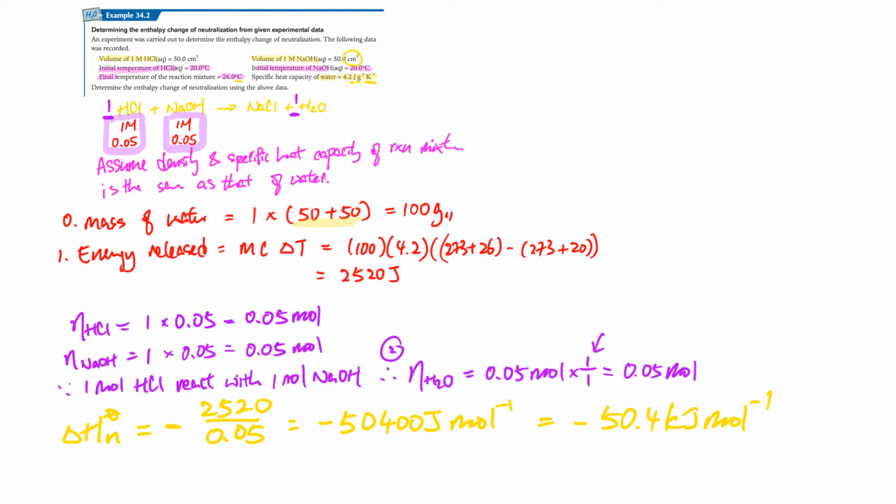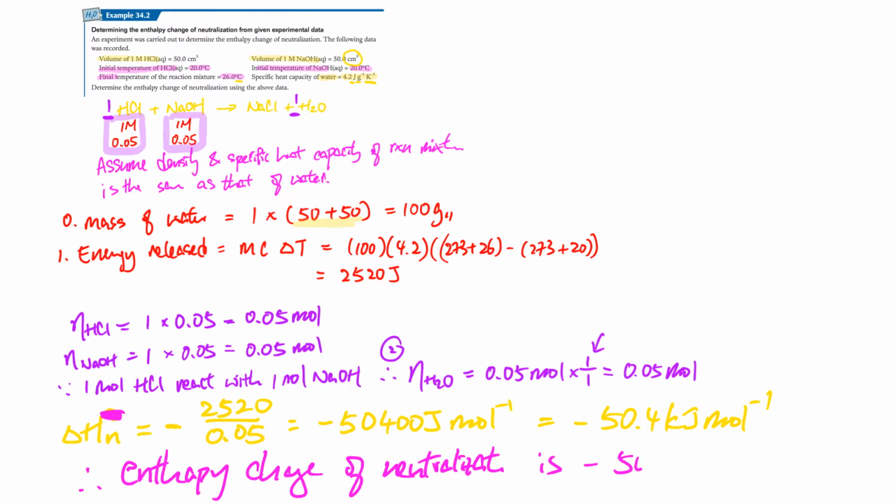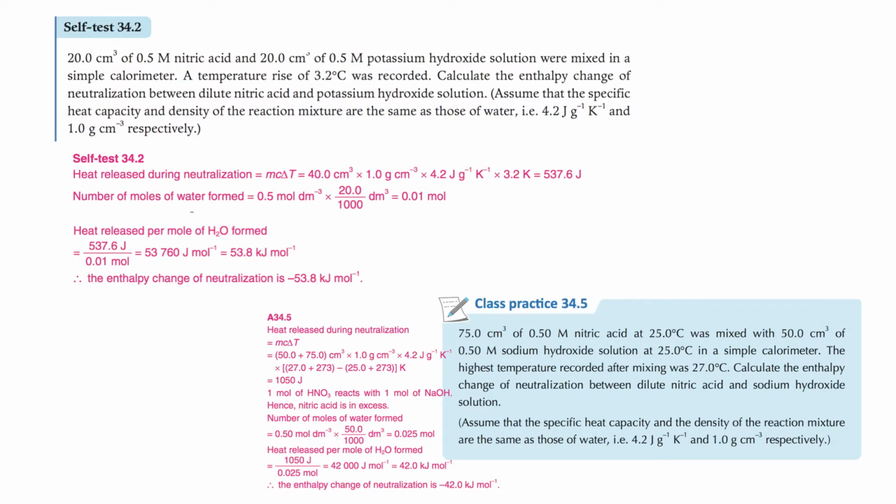So at the end, you just answer, saying therefore the enthalpy change, remember this is not standard, don't add this symbol, the enthalpy change of neutralization is negative 50.4 kilojoule per mole. Do pay attention, you need to have the sign at the end. So that's how you calculate the enthalpy change of neutralization. Basically, you have two exercises you can practice on.